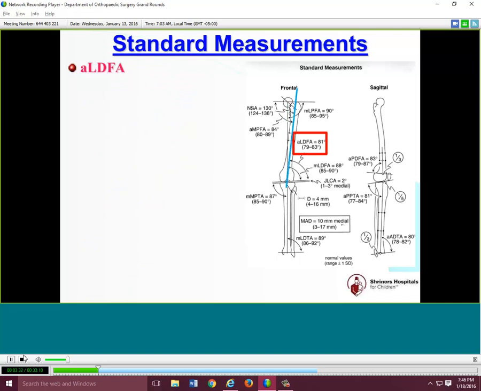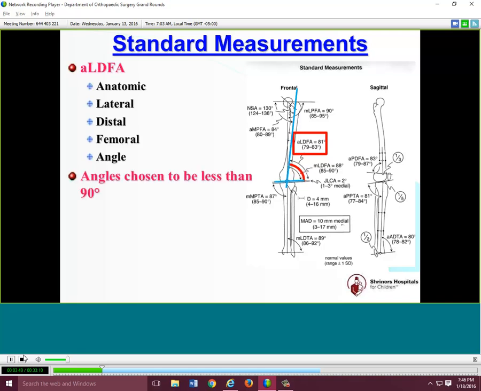So to take this through one, we have LDFA. The A there is for anatomic, L for lateral, D for distal, F for femoral, and A for angle. This is one of those things where you just use these words long enough and they sit in your mind, just like with the hand surgeons where they use theirs. The angles were all chosen to be less than 90 degrees. So if you throw out that the LDFA is 94, you know that's an abnormal one because it should be less than 90 degrees. And that's why they did it this way.